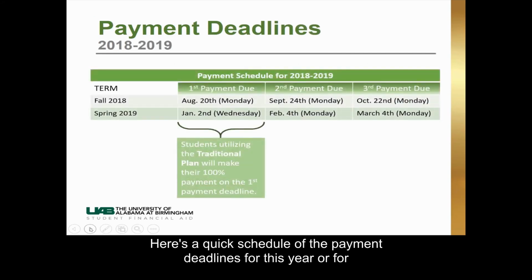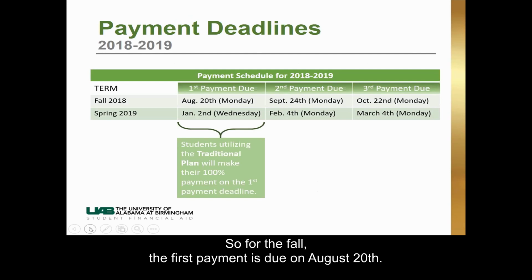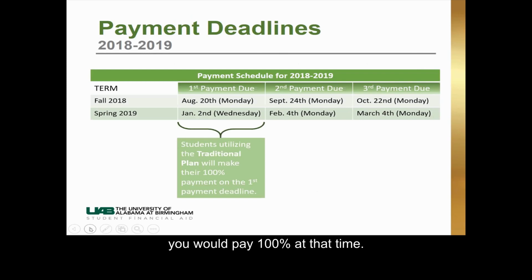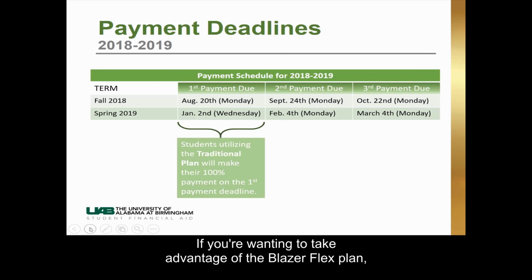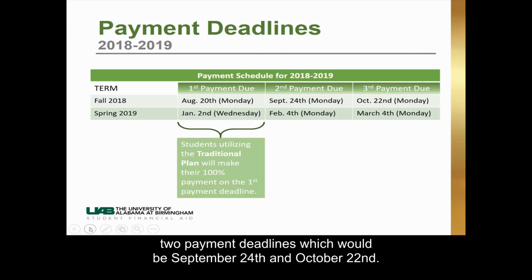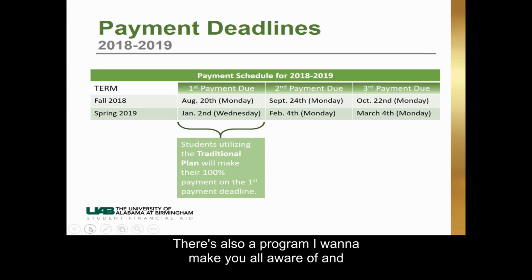Here's a quick schedule of the payment deadlines for this semester and the next semester. For the fall, the first payment is due on August 20th. If you're utilizing the traditional payment plan, you would pay 100% at that time. If you want to take advantage of the Blazer Flex plan, you would only pay 1/3, and then the rest would be divided over the final 2 payment deadlines, which would be September 24th and October 22nd. In the spring, the first payment deadline is January 2nd, then February 4th, and then March 4th.